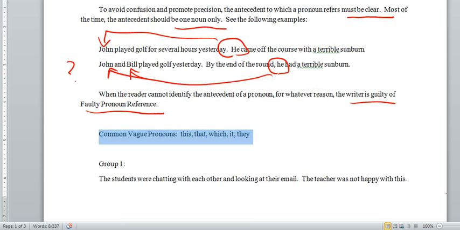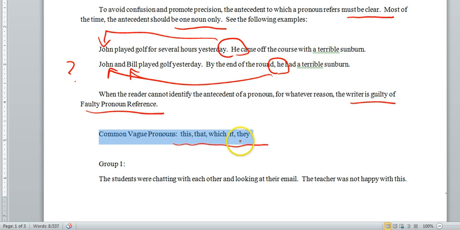Now, most students do not make this mistake because their common sense tells them that they need to indicate the antecedent of a personal pronoun like he. However, they are more likely to make mistakes using one of a following list of vague pronouns: this, that, which, it, or they. These words are pronouns just as much as he, she, we, they are. And the same rules apply.